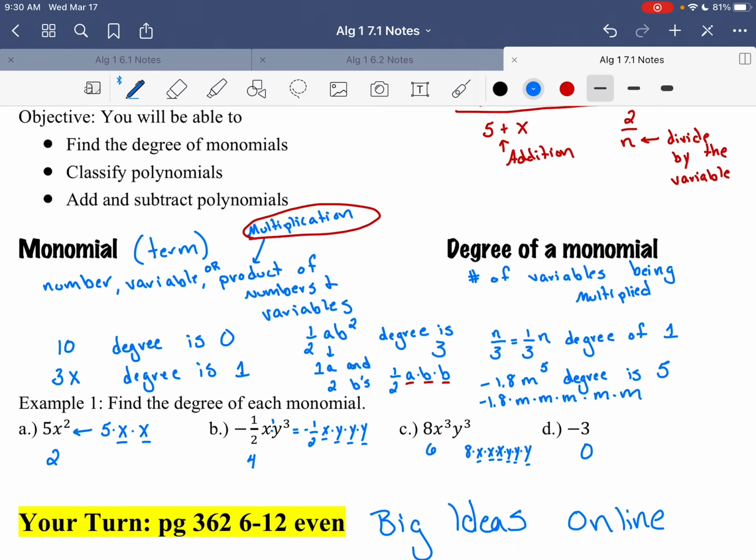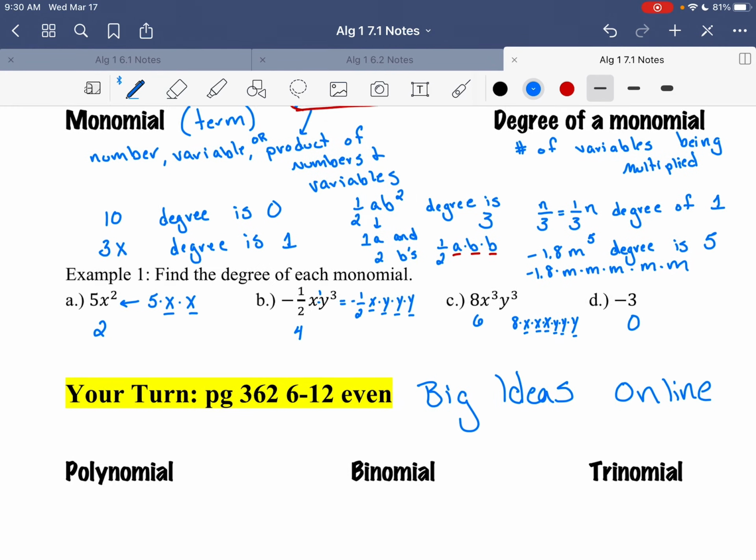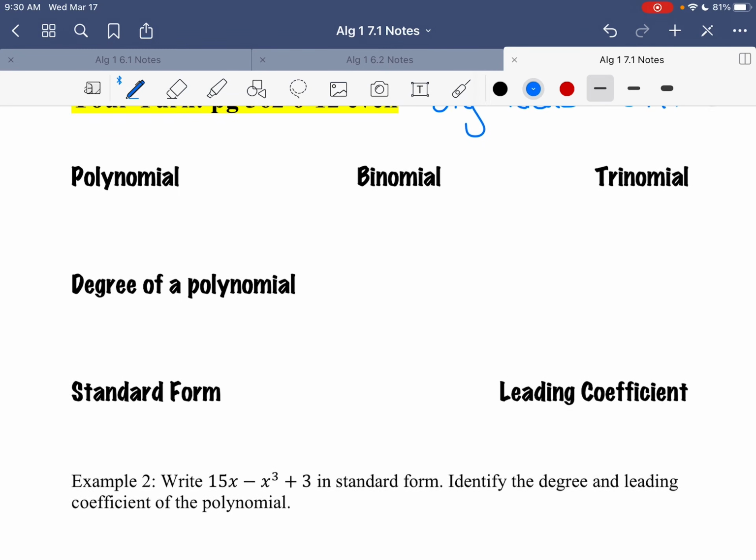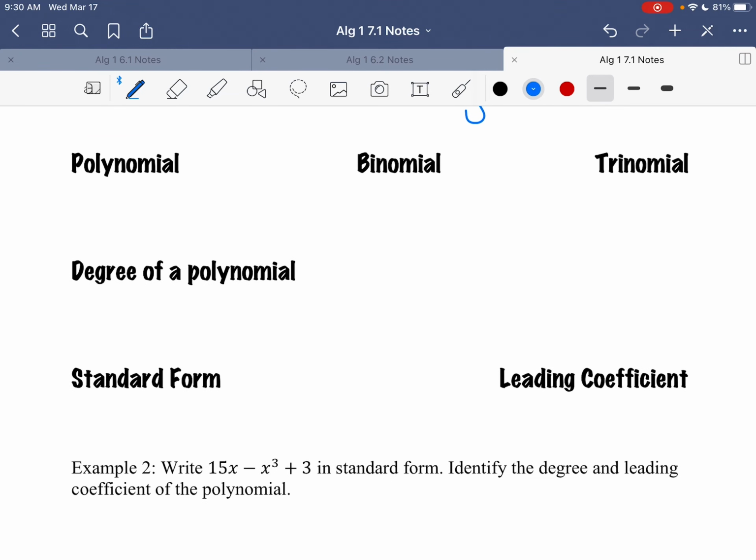All right, 7.1 part 2. Now that we know what a monomial is, and how to find its degree, we're going to combine monomials to come up with polynomials. The prefix poly means many.